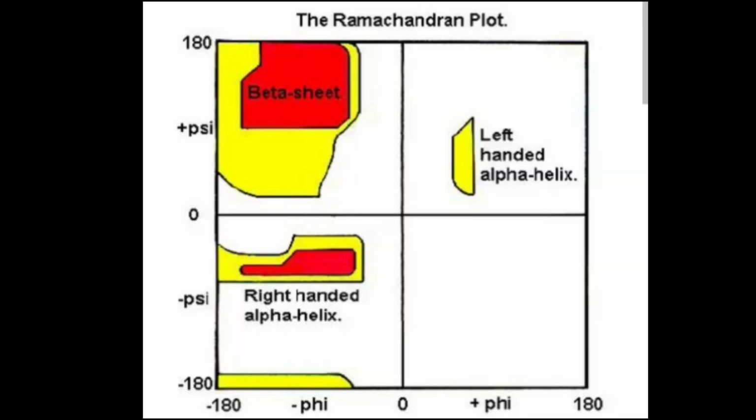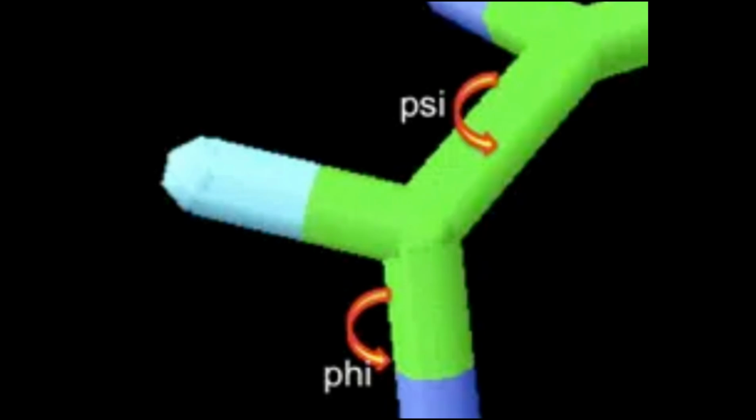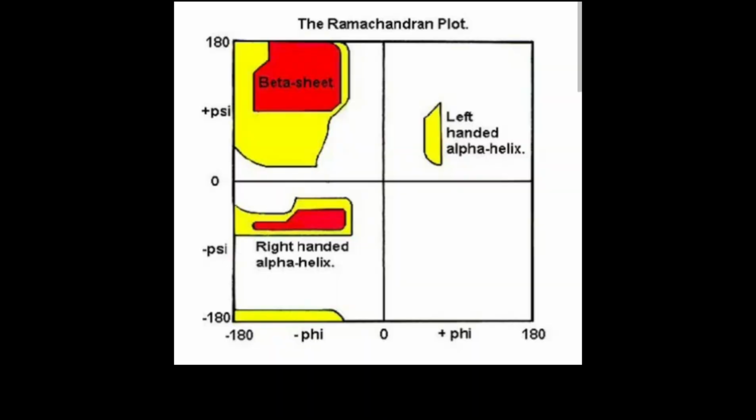psi against phi, the psi angle against the phi angle of amino acid residues, for determining a protein structure. Basically, this Ramachandran plot is used for determining the protein structure accurately, and we can check if any error is present in the structure.